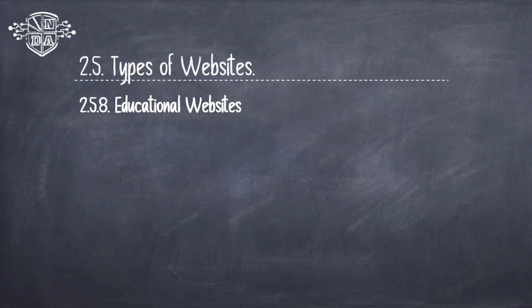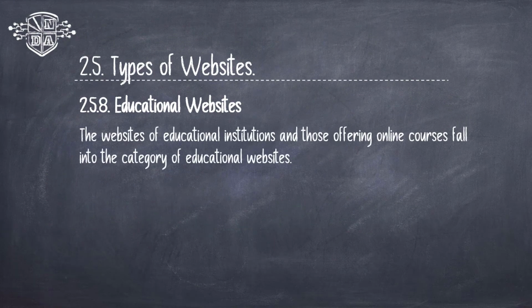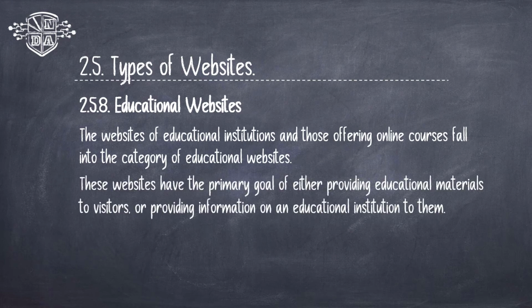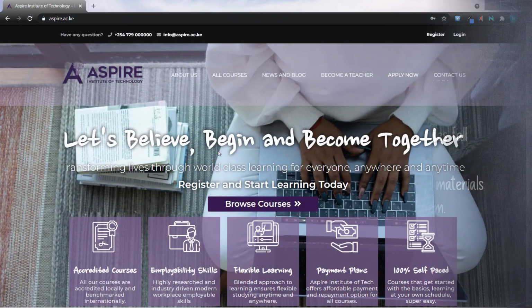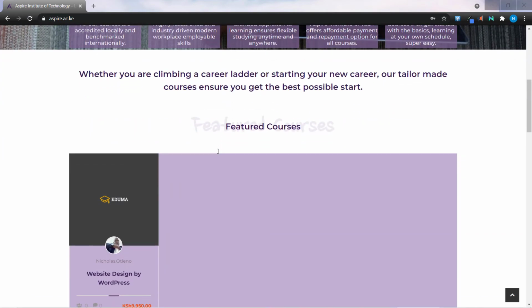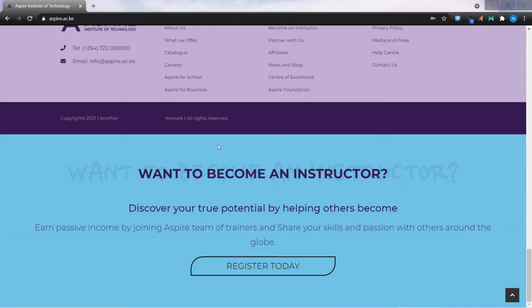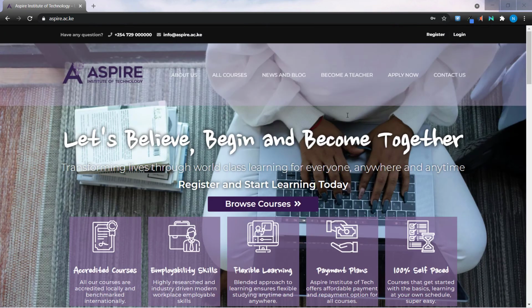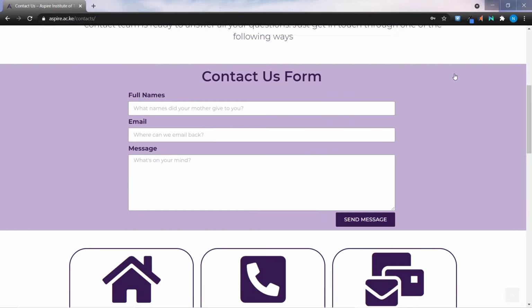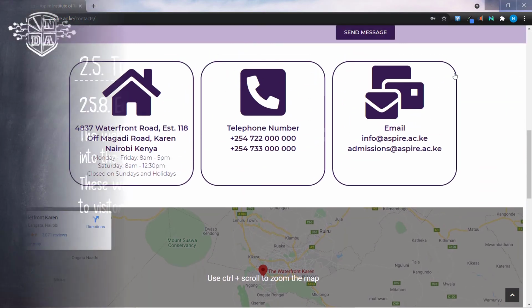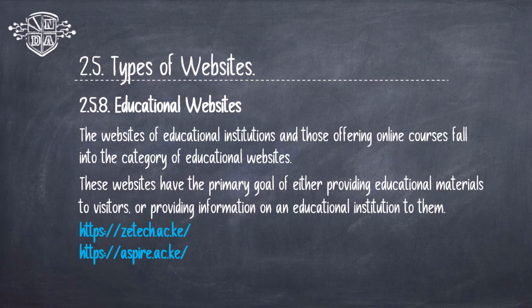And then we have education websites. These are websites for educational institutions, and those offering online courses fall into this category. These websites have a primary goal of either providing education material to visitors or providing information on the educational institution itself. Some education websites will have advertisements like entertainment and media websites do, but they offer a subscription model or education products for purchase, and some serve as an online presence for an existing institution. Examples include aspire.ac.ke and ztech.ac.ke. Most education websites, you'll find, have a .ac.ke extension.